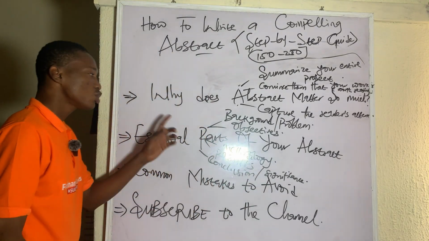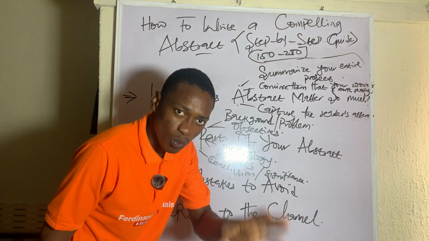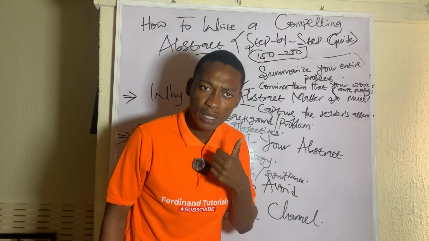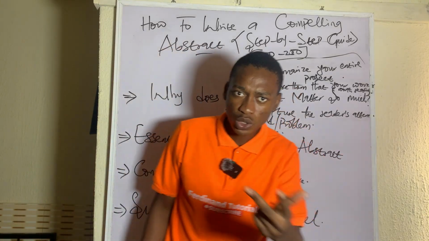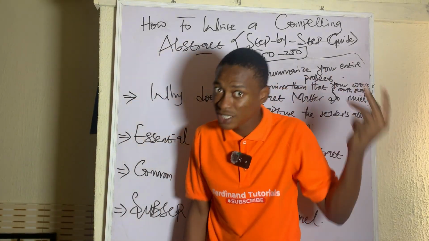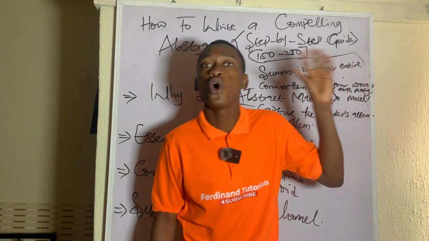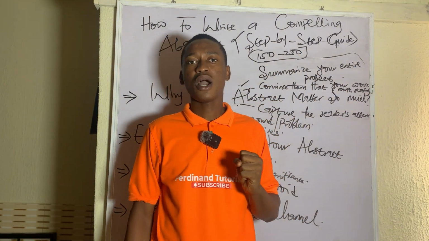In conclusion and significance. So for every abstract going forward, your abstract must contain these five things: background of the problem, objectives, methodology, result, the most important result, not every result, and then your conclusion or your significance. Are we together now?